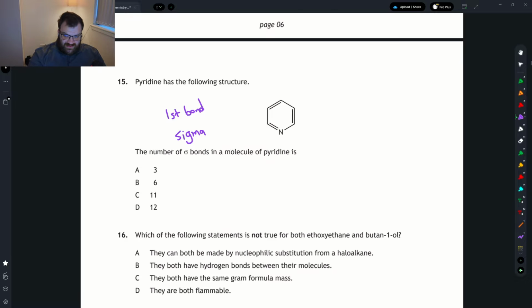Here we're looking for our sigma bonds, which are the first bond that every atom makes. We should check if there's going to be any hydrogens, which we would have one there, there, there, there, and there. Nitrogen makes 3 bonds, so that's all good. So in the ring, we would have 1, 2, 3, 4, 5, and 6. Then 7, 8, 9, 10, 11 in total due to the hydrogens that are being attached. And that would give us the answer of C for number 15.